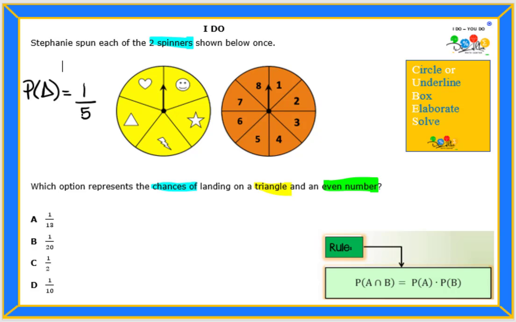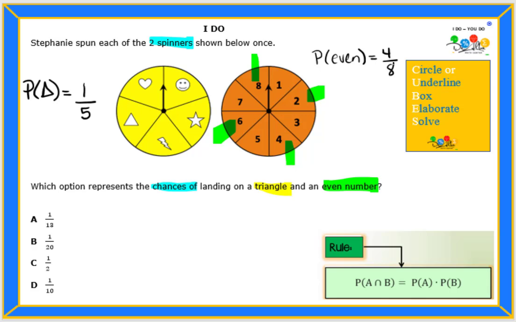So now we are going to go to the orange spinner and find the probability of getting an even number. If I look at the spinner, I have an even number here, even number, even number, even number. So the probability of getting an even number is 4 out of, and then on the bottom we're going to put the total number of sections or numbers in the spinner.